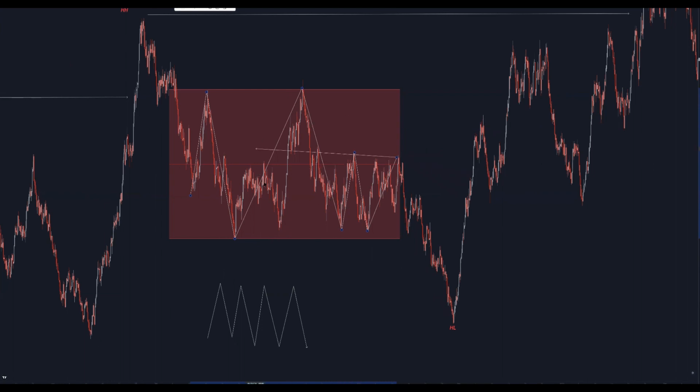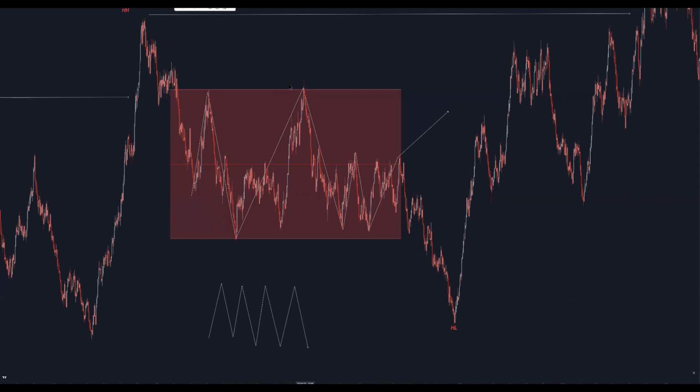But you can see the range which price formed. So please take note, it's not every range you just buy or sell from. You must take into consideration which trend the market currently is in. And at this point, you can see that the market was in an uptrend. So please be aware.